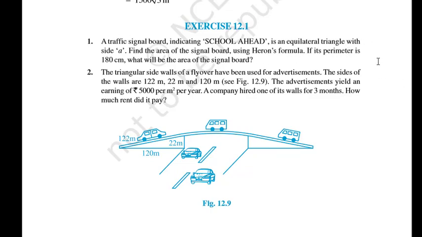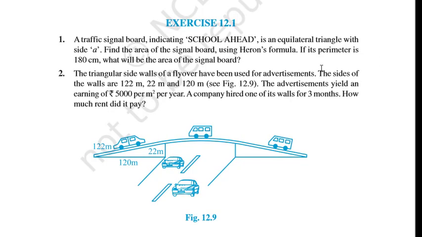Okay, the first problem is: a traffic signal board indicating school ahead is an equilateral triangle with side A. Find the area of the signal board using Heron's formula. So the first part is that we have an equilateral triangle whose side is A, and here we have to use Heron's formula to find the area of the triangle. And if its perimeter is 180, what will be the area of the signboard? Then the next part is that when the perimeter is given as 180, what will be the area?